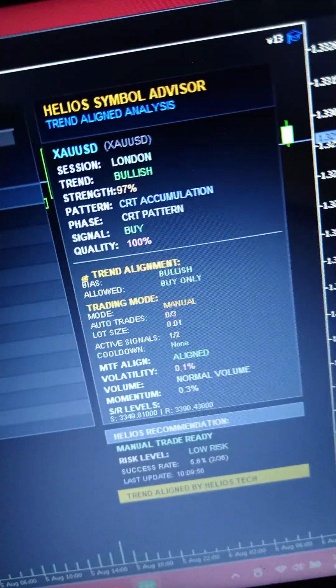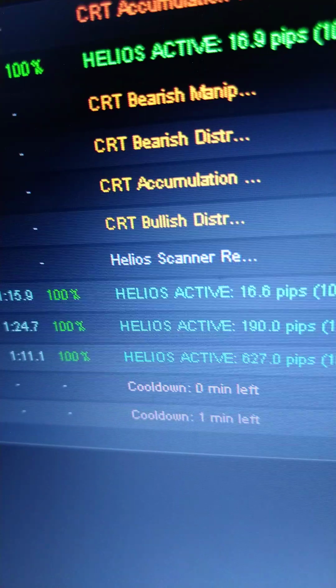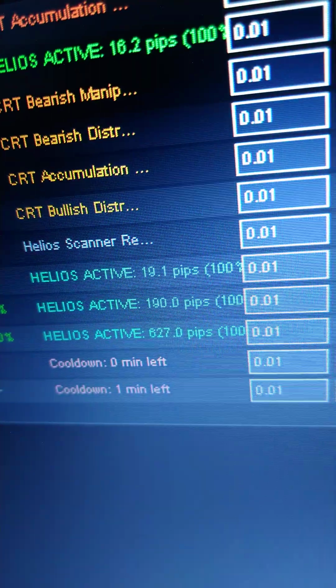So let me show you how to read and use the symbol advisor panel. When we look at trend, you'll find it is either bullish or bearish. Let's say this one is for gold. I'm looking at this buy we have here, which is already up 19 pips.